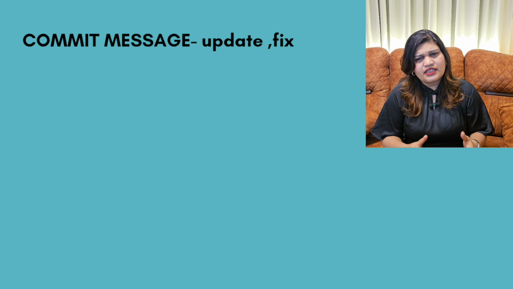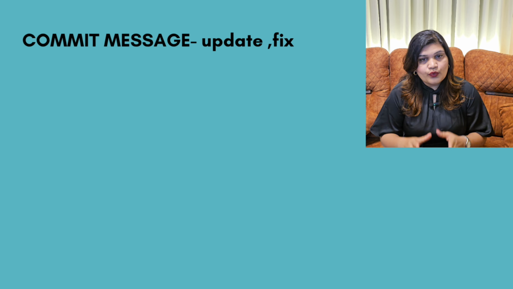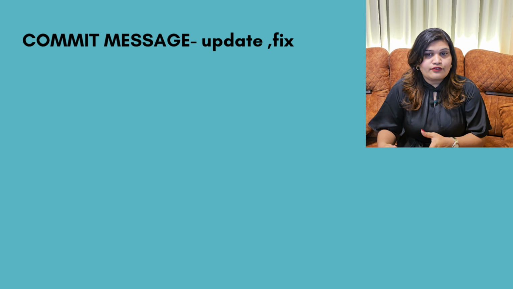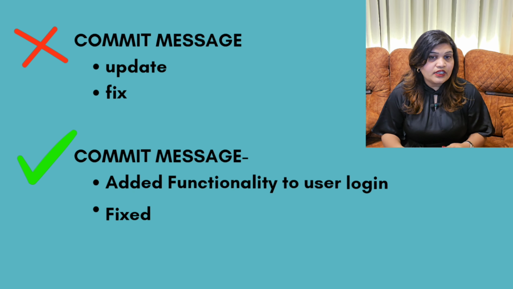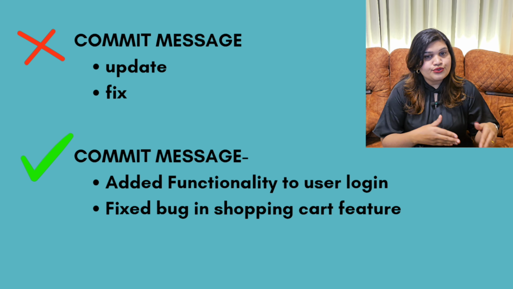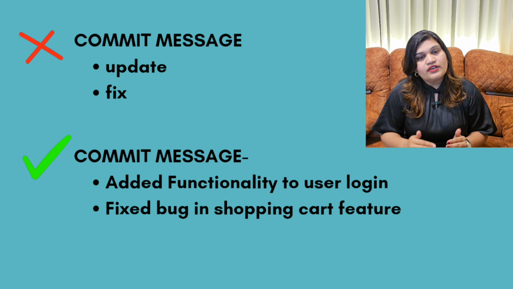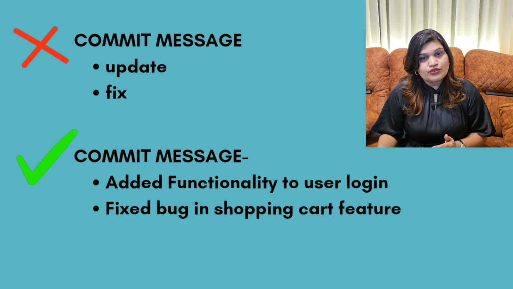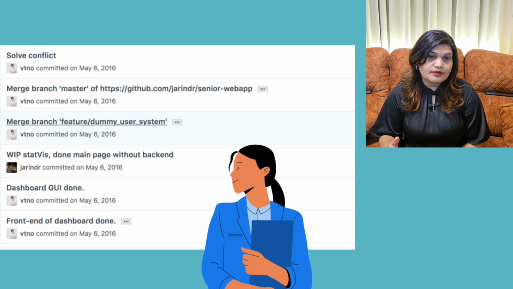Mistake number 4, using vague commit messages like "update" or "fix." Come on, freshers, commit messages are important. They are a way for others or your future self to understand the changes you have made in your code. Good commit messages are specific, clear, and helpful. Instead of "update," write something like "added functionality to user login" or "fixed bug in the shopping cart feature." This way, anyone reviewing your code can easily see what you have done. Clear commit messages make you look like a professional and it helps you build a habit of writing clean, understandable code.